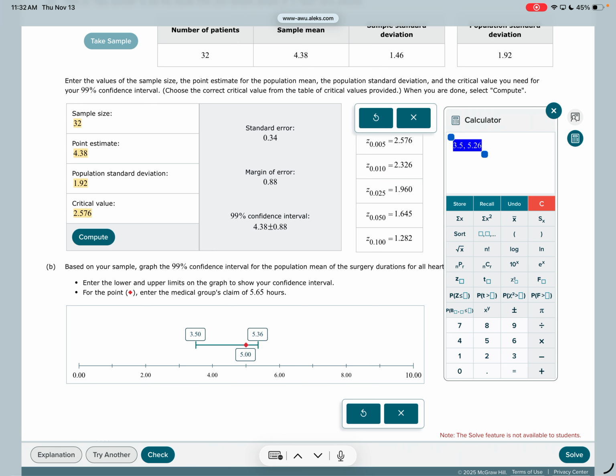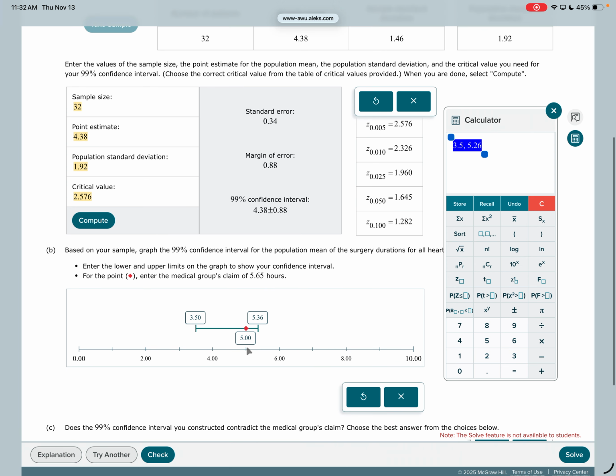So 3.5, 5.26. And a new thing on this one is this red dot. This red diamond right here is for entering the medical group's claim. So they claimed it was taking 5.65 hours. But when we did our data, we're 99% confident that the surgery only takes between 3.5 and 5.4. So I'm surprised that the medical world is trying to scam us out of more money, right? So they are actually charging patients more money based on the average than they're actually being in surgery. They're charging for 5.7 hours, and we're only getting surgeries between 3.5 and 5.4 hours, okay?